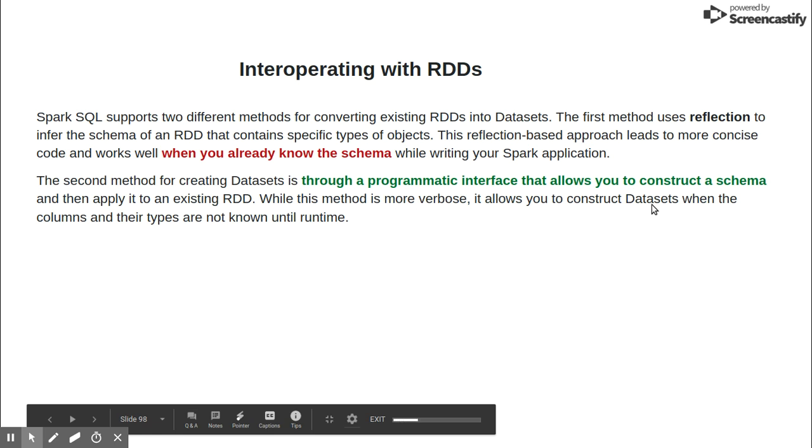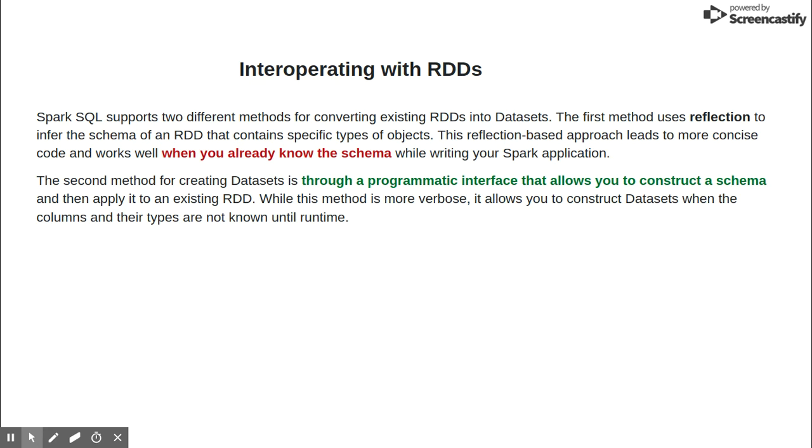So how can we convert RDDs into datasets? Spark SQL supports two different methods for converting existing RDDs into datasets. The first method uses reflection to infer the schema of an RDD that contains specific types of objects. This reflection-based approach leads to more concise code and works well when you already know the schema while writing your Spark application. The second method for creating datasets is through a programmatic interface that allows you to construct a schema and then apply it to an existing RDD.